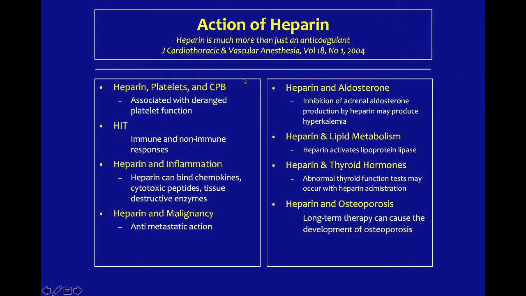So again, heparin does a lot of things. It interacts with platelets. It does have an immune and a non-immune response. Heparin and inflammation and malignancy. So heparin is not one of these drugs that just has a very specific point. We look at it as an anticoagulant, but it has many other effects on different blood proteins.